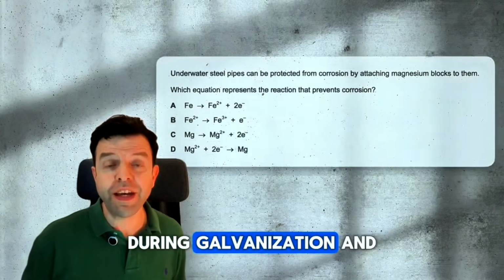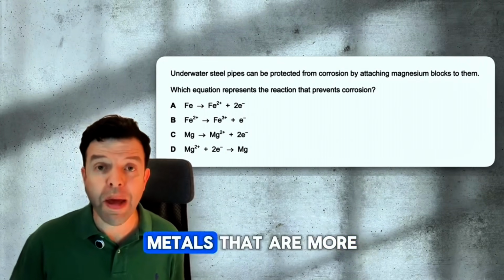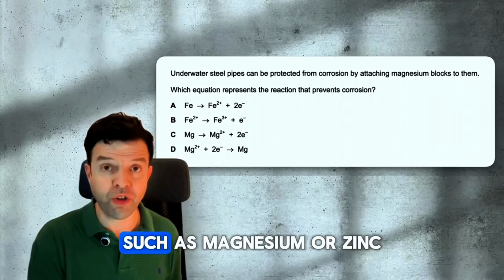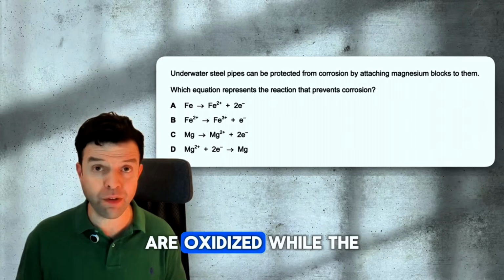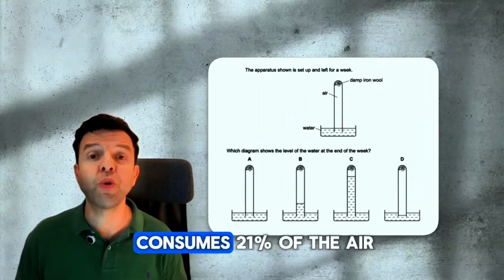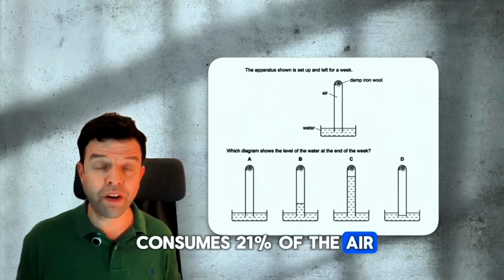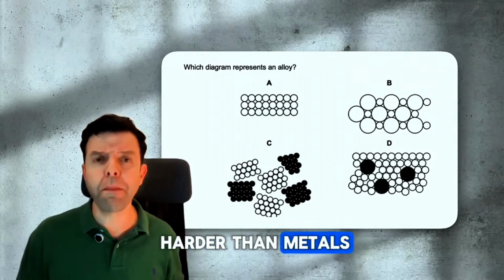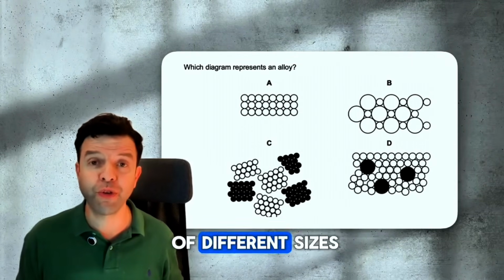During galvanization and sacrificial protection, metals that are more reactive than iron, such as magnesium or zinc, are oxidized, while the iron remains intact. When iron rusts, it consumes 21% of the air, that is the percentage of oxygen. Alloys like steel are harder than pure metals because they have atoms of different sizes.